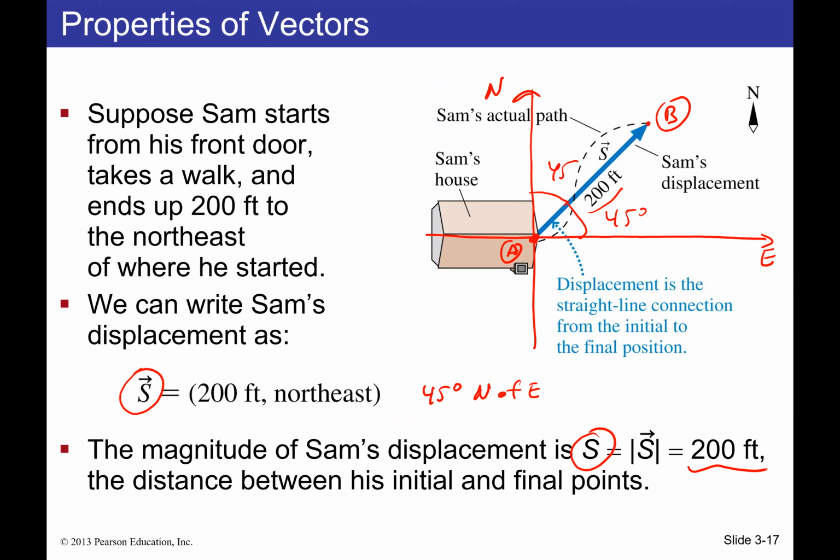Now, how about the distance? Well, the distance could be different because, for example, distance is how many steps or how many meters Sam took to get to that point B. If Sam moved along that vector S, then he probably had a distance of 200 feet, which equals the magnitude of the displacement. But look at this dashed line. Probably he went like this to get to point B, and you can see he probably moved a greater distance than that 200 feet. That means distance is basically how much you move.